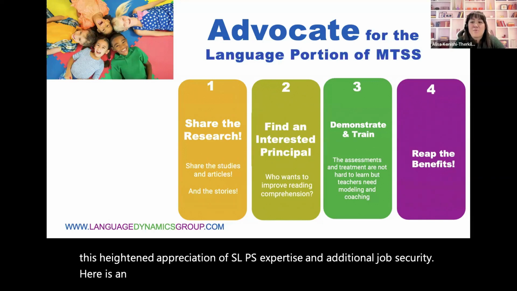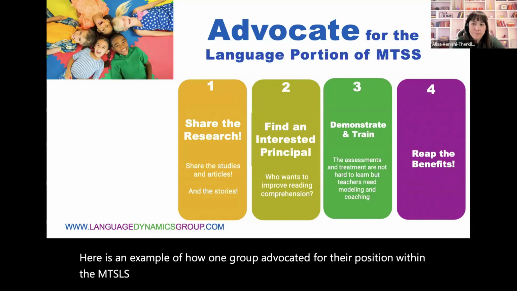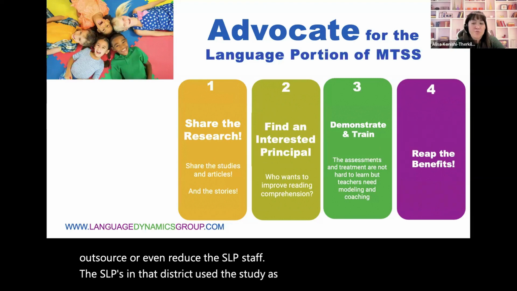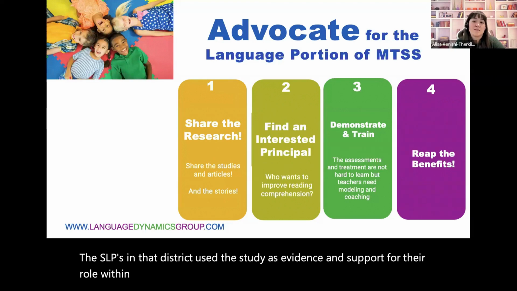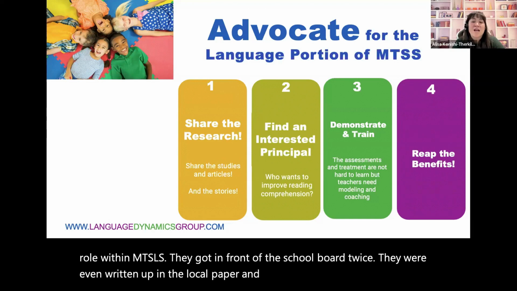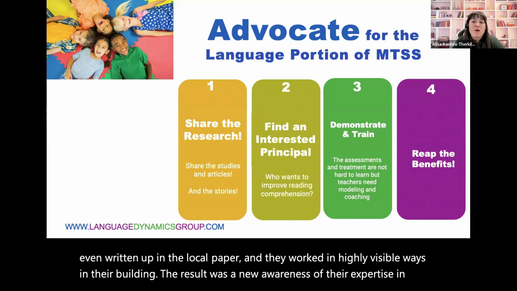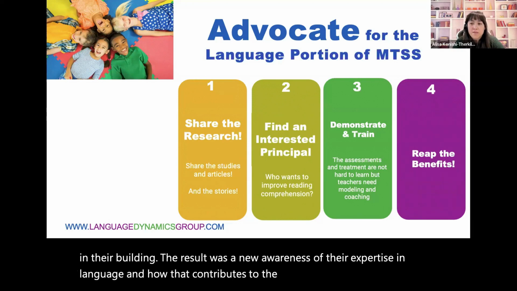Here's an example of how one group advocated for their position within the MTSLS framework. So in this one district, there are pressures to outsource or even reduce the SLP staff. The SLPs in that district used the study as evidence and support for their role within MTSLS. They got in front of the school board twice. They were even written up in the local paper, and they worked in highly visible ways in their building. The result was a new awareness of their expertise in language and how that contributes to the school.